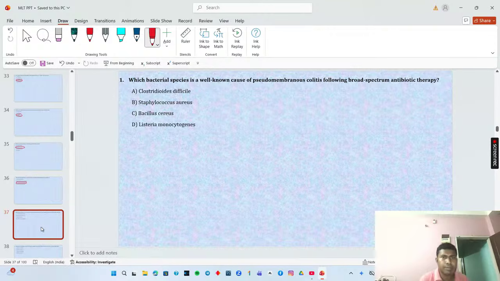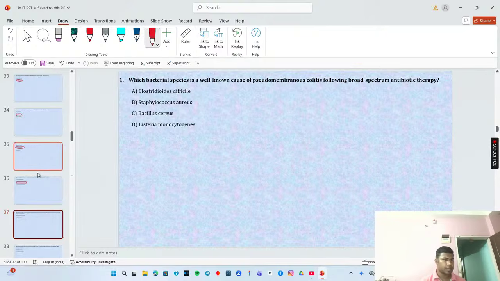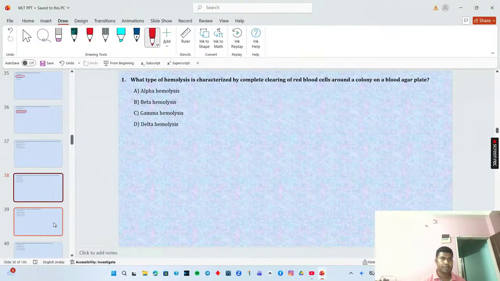Now the next question is: which bacterial species is a well-known cause of pseudomembranous colitis following broad-spectrum antibiotic therapy? I am skipping this question. I will solve it later. Now the next question is: which type of hemolysis is characterized by complete clearing of red blood cells around a colony on a blood agar plate? It is beta hemolysis. The answer of this question will be beta hemolysis.